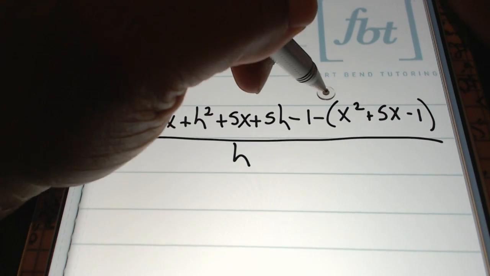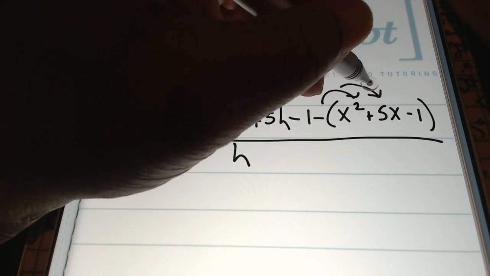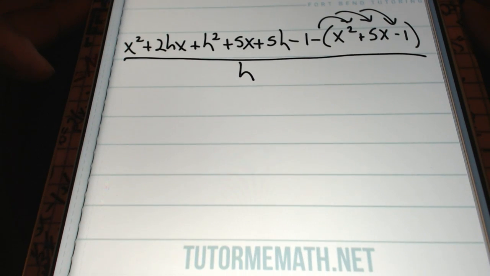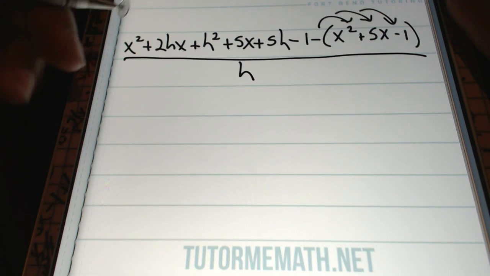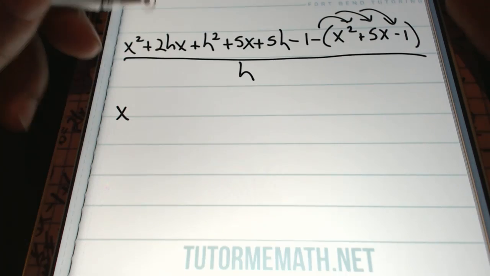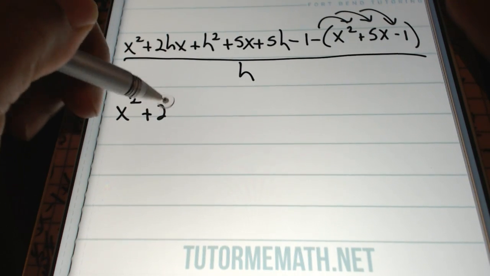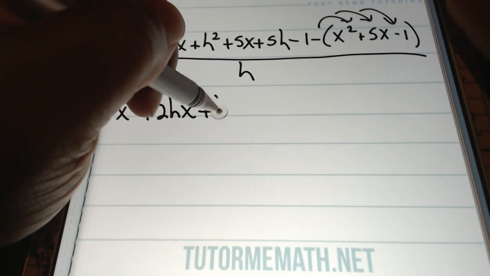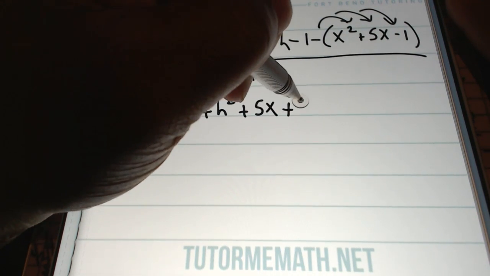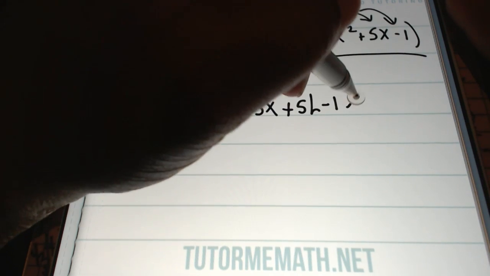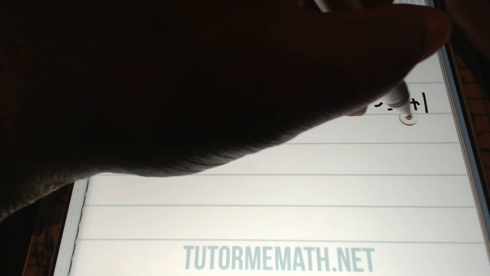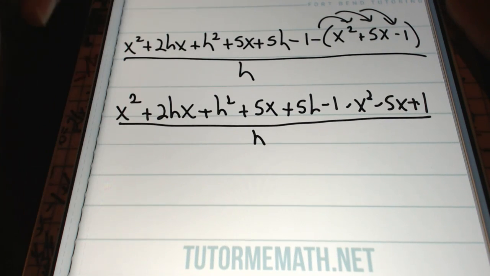So now we'll be distributing this negative here. So I'm just showing all my steps here, guys. Just trying to take my time with it so I don't lose anybody. And I'll be distributing that negative on the outside of the quantity, that negative in front of those set of parentheses. We'll have x squared plus 2hx plus h squared plus 5x plus 5h minus 1 minus x squared minus 5x plus 1 all over h. There we go.